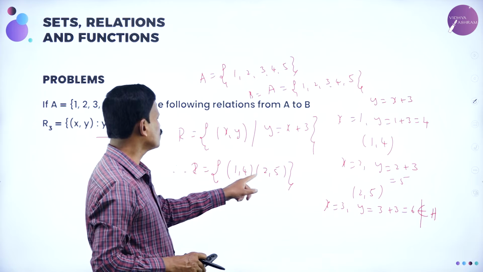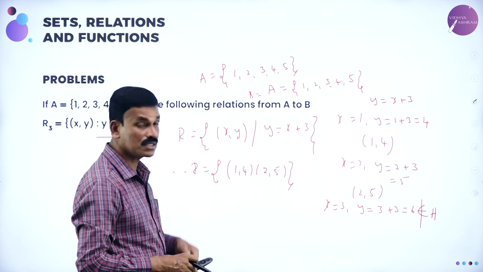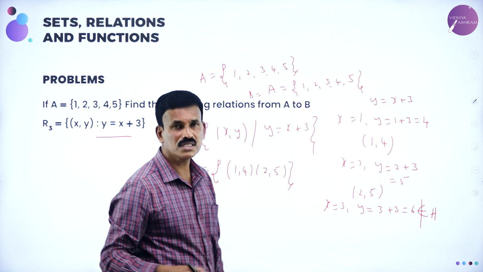1 plus 3 is 4, 2 plus 3 is 5. So that's it. These are the elements of the set. This is called the relation.